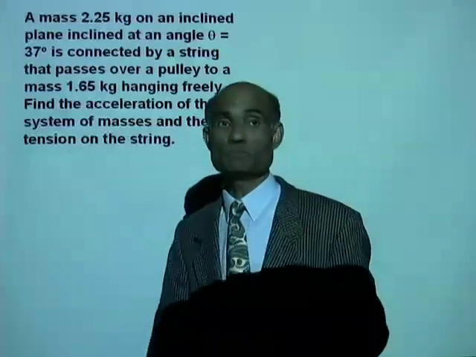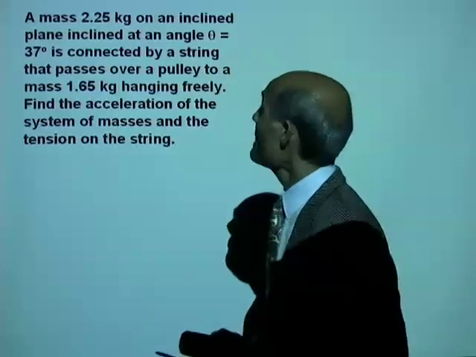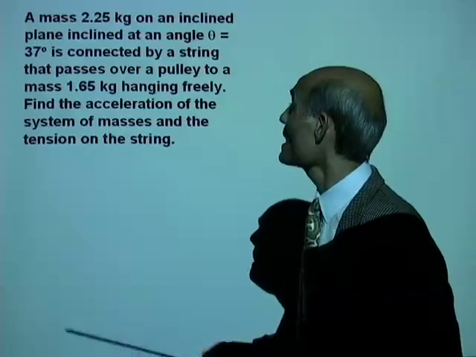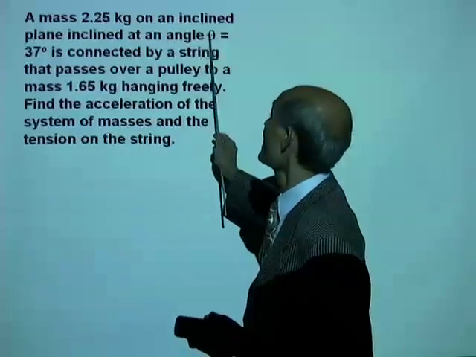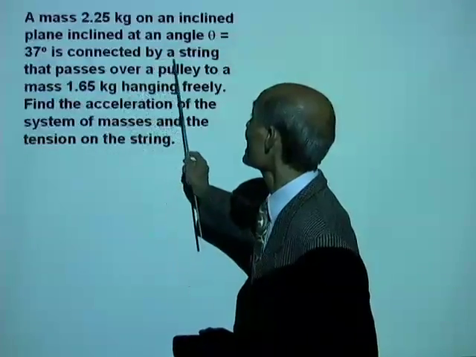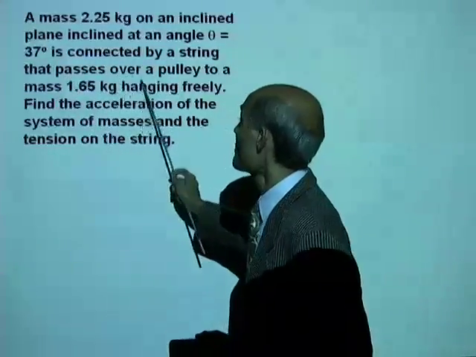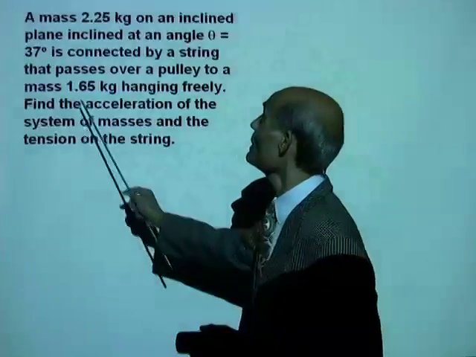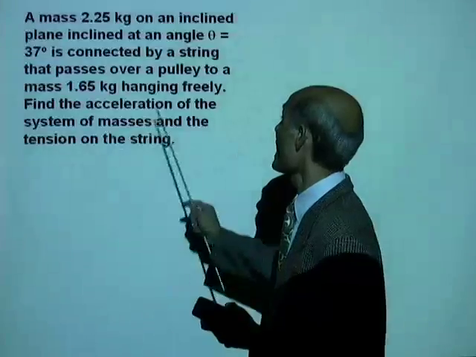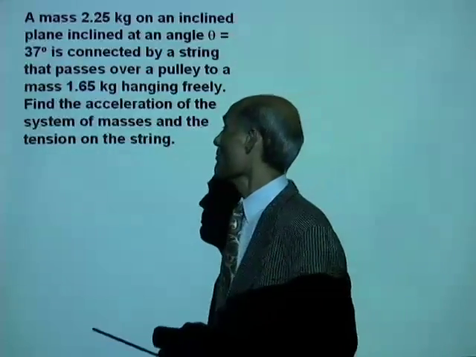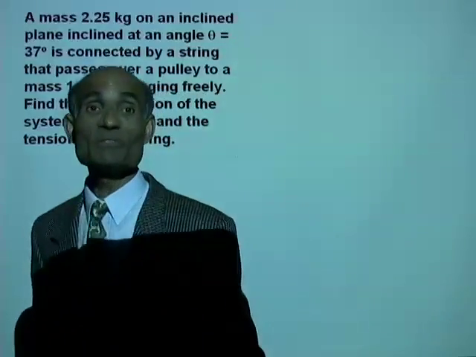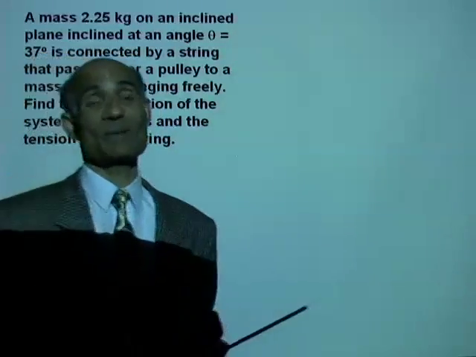Alright, let's do another one. A mass of 2.25 kilogram on an inclined plane, inclined at an angle theta equal to 37 degrees, is connected by a string that passes over a pulley to a mass of 1.65 kilogram hanging freely. Find the acceleration of the system of masses and the tension on the string.